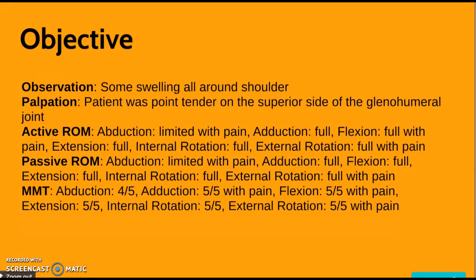Flexion was 5 out of 5 with pain. Extension was 5 out of 5. Internal rotation was 5 out of 5. And external rotation was 5 out of 5 with some pain. It is important to note that this 5-scale range for the manual muscle testing is to simply observe the discrepancies between our good arm and our bad arm in terms of muscle.